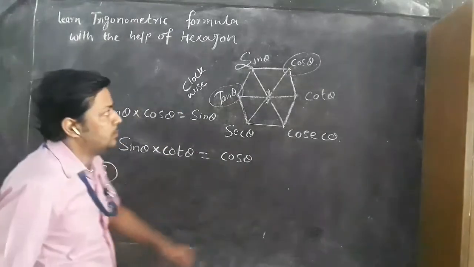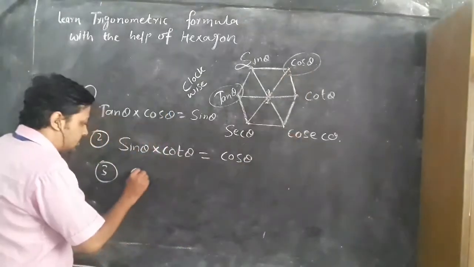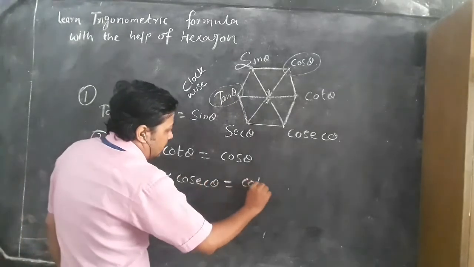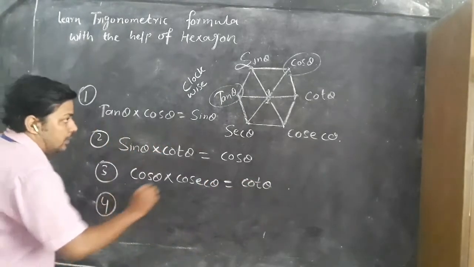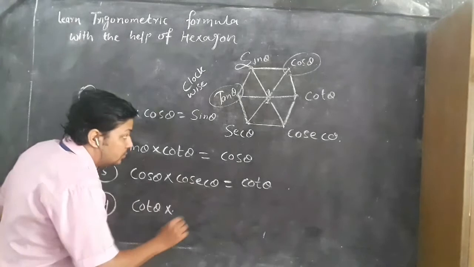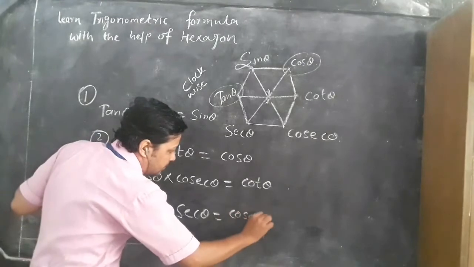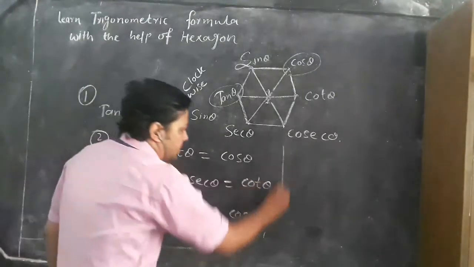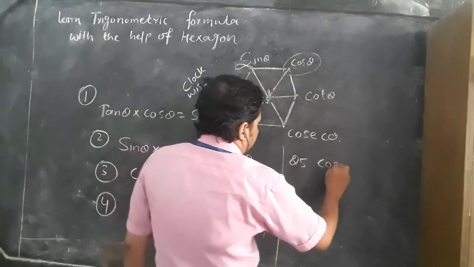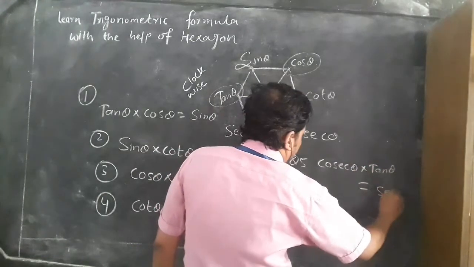Again, if you take this one and multiply this one into this one, cos theta into cosec theta, the result will always be cot theta. Now take cot theta into sec theta, which is equal to cosec theta. Similarly we can take cosec theta into tan theta, and the result will be sec theta.